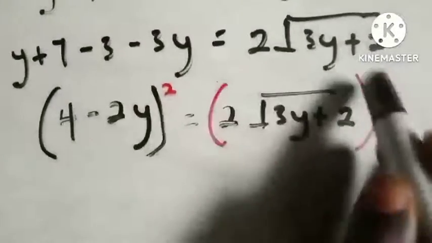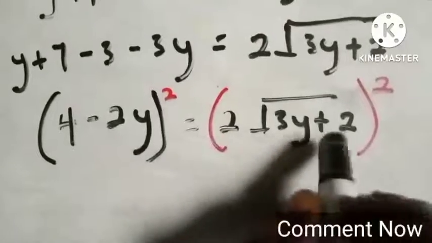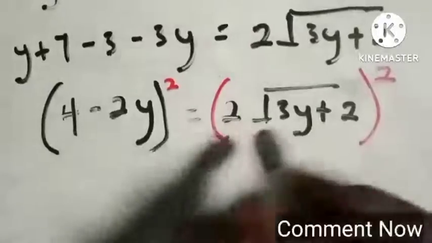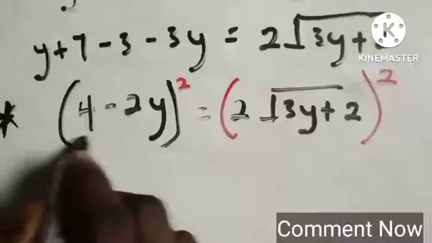So I intentionally brought this for you to see that if there's a need for you to reduce the numbers, you can easily reduce before you proceed to squaring. At this point, it's very important. Is that okay? So I advise you to reduce the equation here.